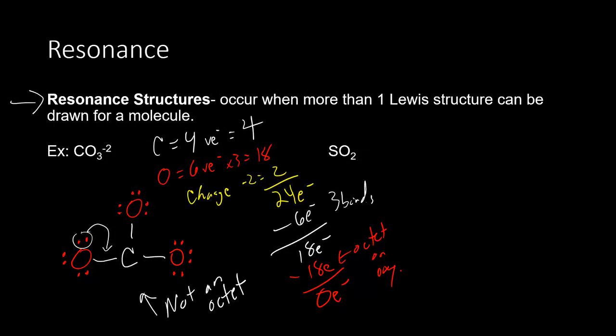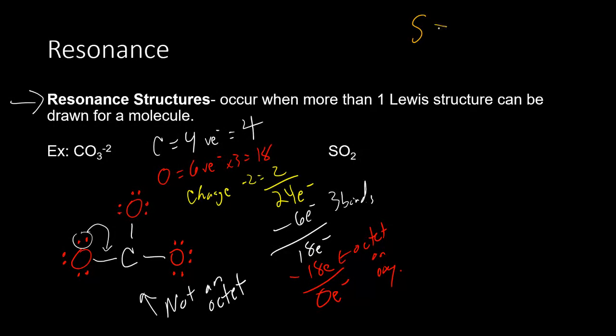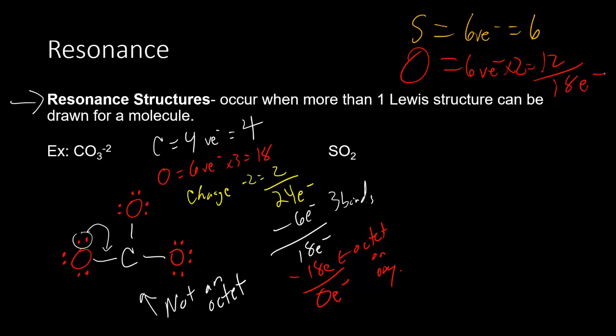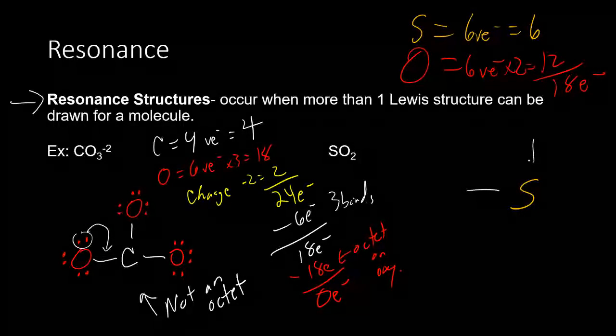So if we go on to sulfur dioxide using that method, sulfur brings with it 6 valence electrons. Oxygen brings with it 6 valence electrons. There's 2 of them for 12, so we have a total of 18 electrons in our bank. We're going to start with sulfur. That's our center atom. It's the first one listed.